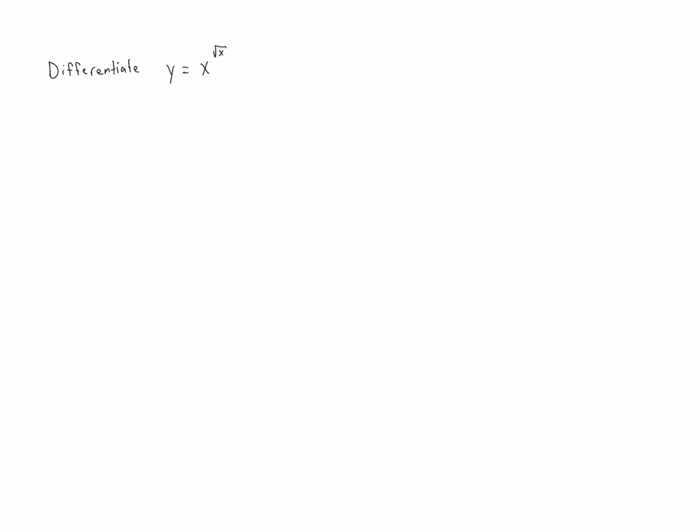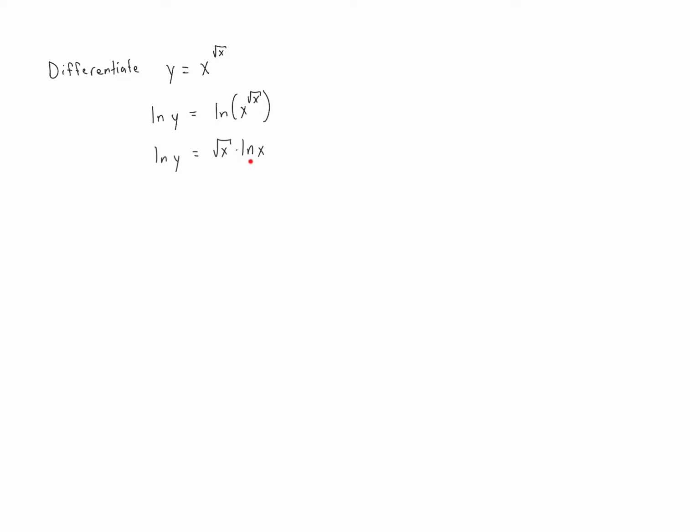And this is our other situation where we can take the natural log of both sides and end up with something where we can use implicit differentiation. So let's start by taking the natural log of both sides. That's going to be ln of y equals ln of x to the square root of x power. But remember that when we have a power inside a logarithm, we can bring it out front as a factor. So this is going to be ln of y equals the square root of x times ln of x. And now we've got something that we can differentiate.